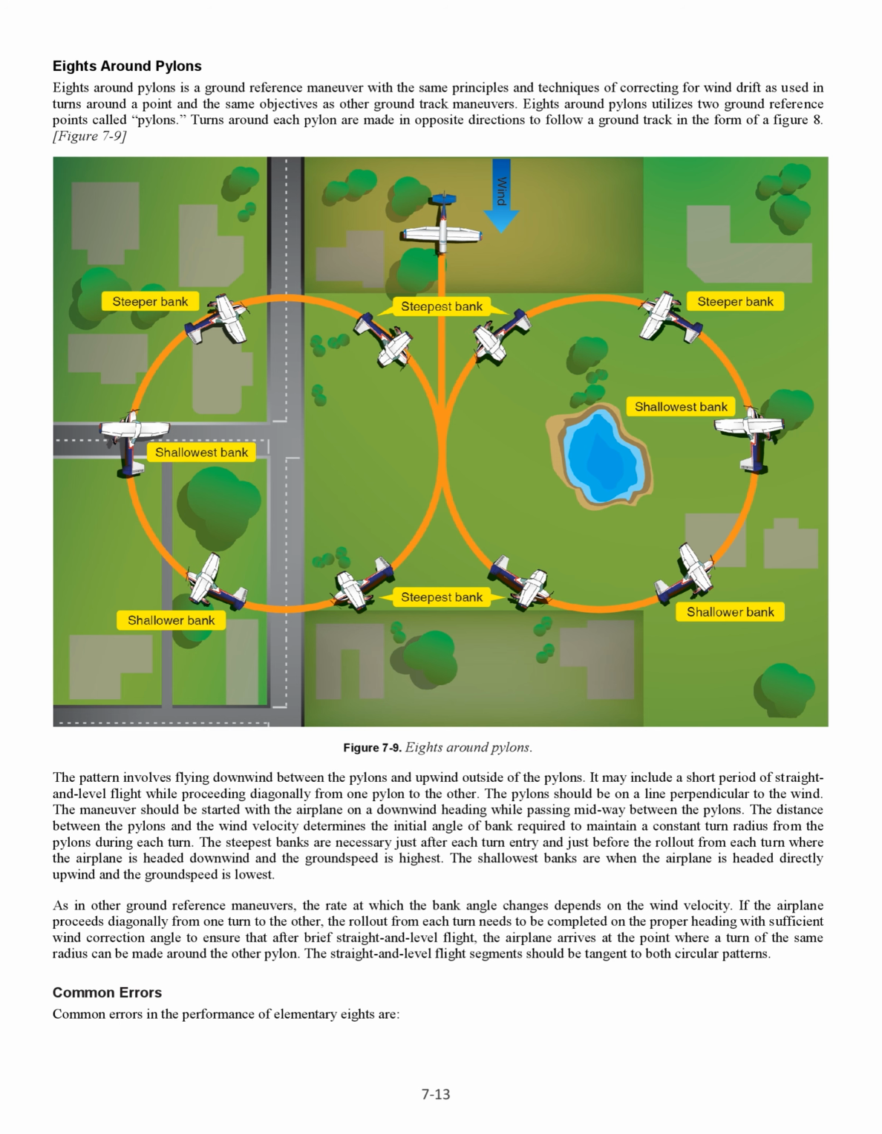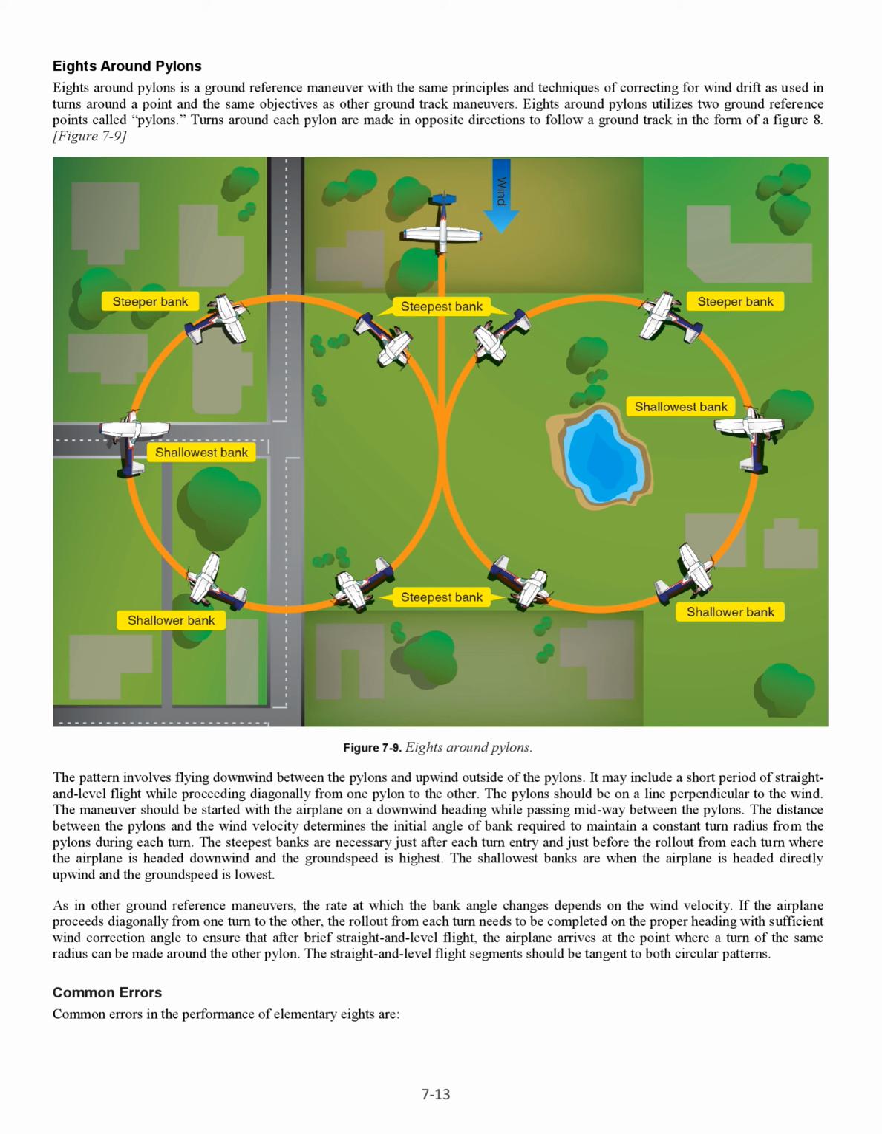The distance between the pylons and the wind velocity determines the initial angle of bank required to maintain a constant turn radius from the pylons during each turn. The steepest banks are necessary just after each turn entry and just before the rollout from each turn, where the airplane is headed downwind and the ground speed is highest. The shallowest banks are when the airplane is headed directly upwind and the ground speed is lowest.